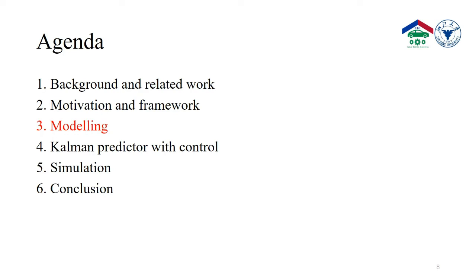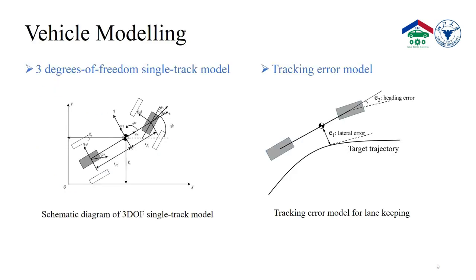Thirdly, I will give a brief introduction of vehicle modeling. Because we consider both longitudinal and lateral control, here we adopt the 3 degrees of freedom single-track model, which considers the variation of longitudinal velocity based on the 2 degrees of freedom single-track model. Besides, taking lane keeping as an example, we also built the tracking error model, which can be derived from the single-track model if given the target trajectory. The errors here are the lateral error and heading error.